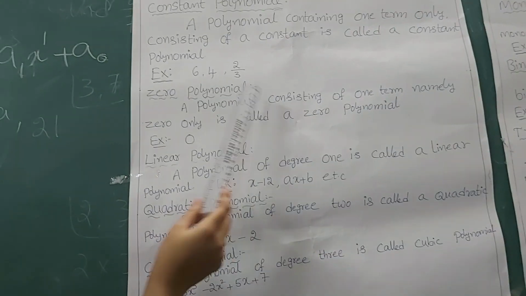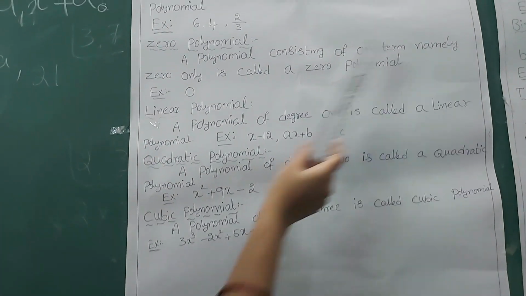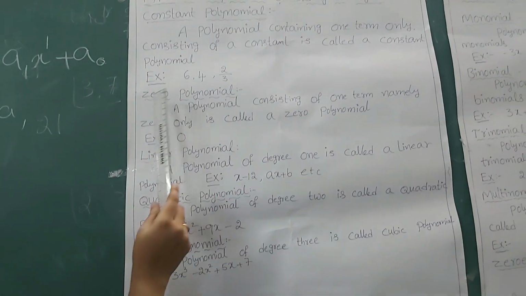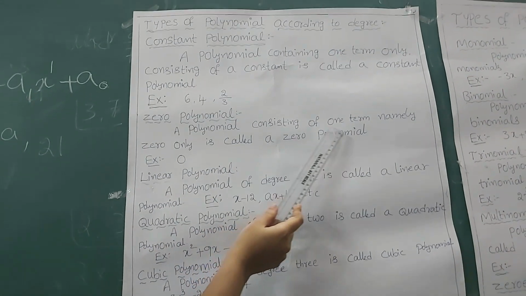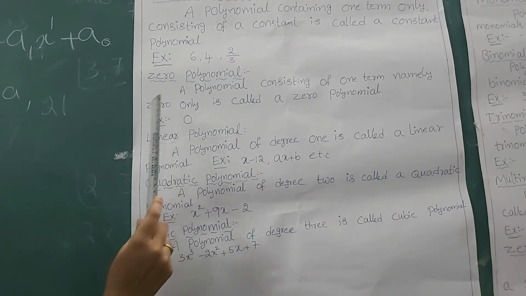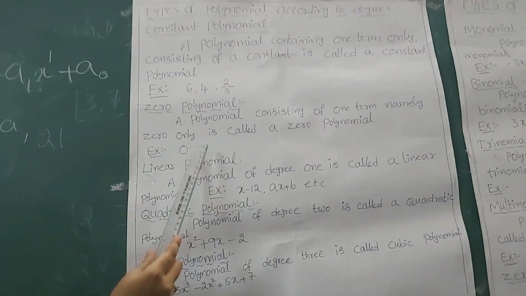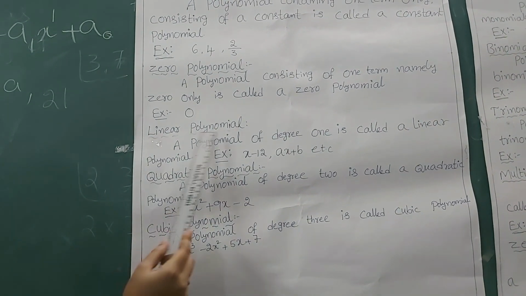Zero polynomial. A polynomial consisting of one term, namely 0 only, is called a zero polynomial. For example, 0.